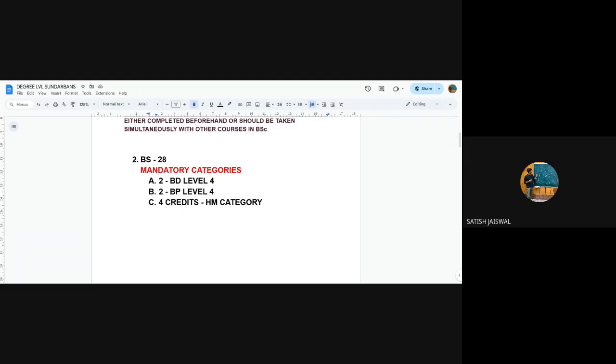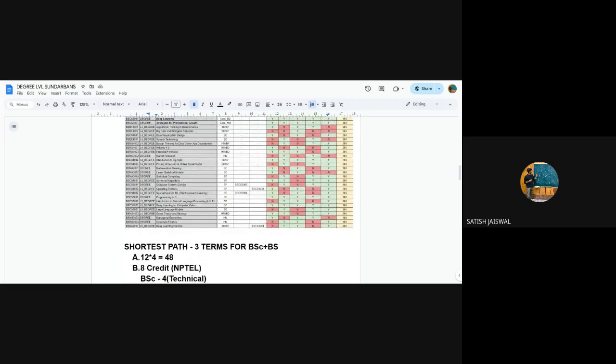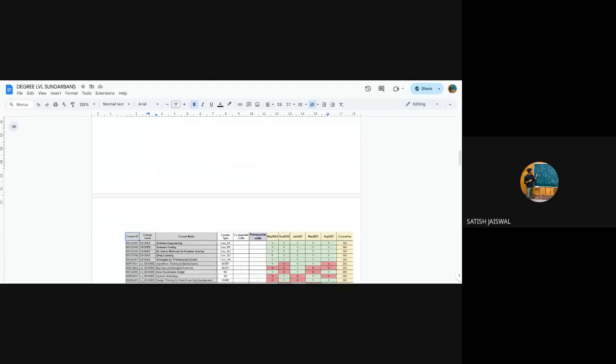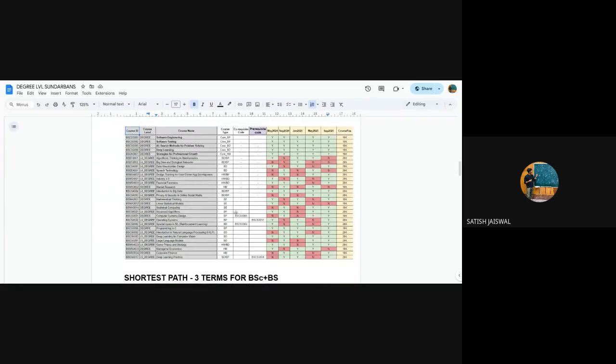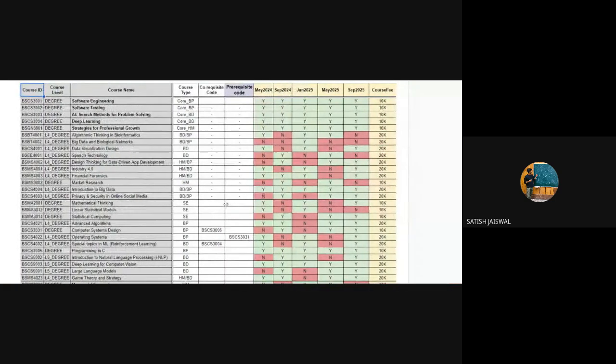Same for the BS category, as I told you earlier, the category is mentioned here, that it should be BD level 4 and BP level 4, and any of the courses which fulfill this requirement can be taken in your BS level, and 4 credits definitely should be taken from the HM category. Now in the degree level, you will be seeing that this Y and N is given, right? So basically, there are not many students in the degree level currently.